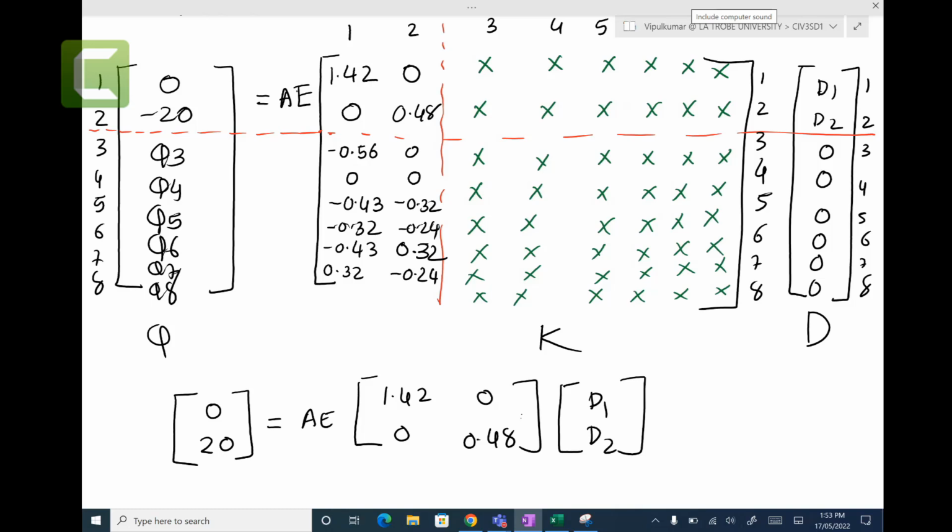Right, and we have this matrix, we can use D1 and D2. Yes. So it's not negative 20 anymore? Oh, yeah, sorry, it's minus 20. All right.